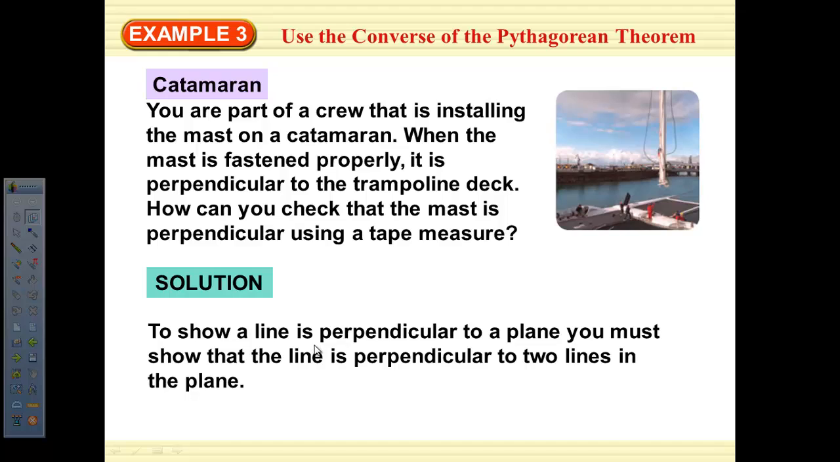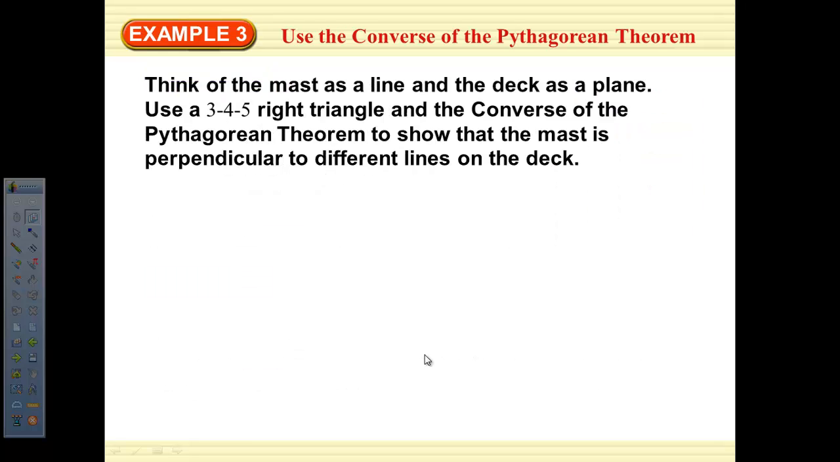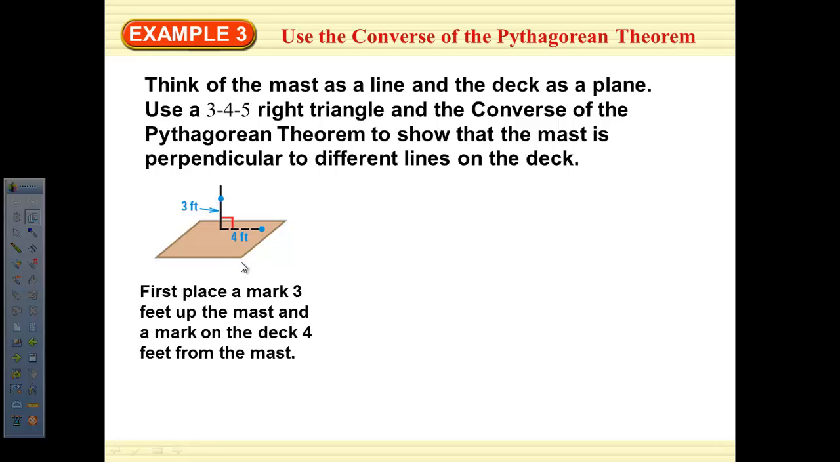So again, to show a line is perpendicular to a plane, we must show that the line is perpendicular to 2 lines in that plane. So we're going to use 3, 4, 5 triangles and the converse of the Pythagorean theorem. So basically we measure out 4 in this direction and 3 in this direction. We see if this gives us 5 here. Okay? So we see if that gets us 5.